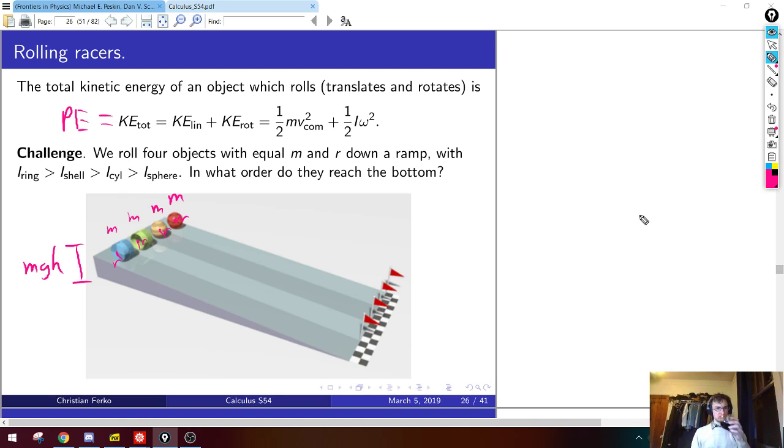Let's see. Can I? Probably not. Can I try? Probably not. Well, that's what we're learning today, so you should try to explain it using that technology. Let's see. But yeah, you're right. The sphere wins, and the sphere has the smallest moment of inertia. So why does the sphere move faster than the shell if the sphere has the smaller moment of inertia?